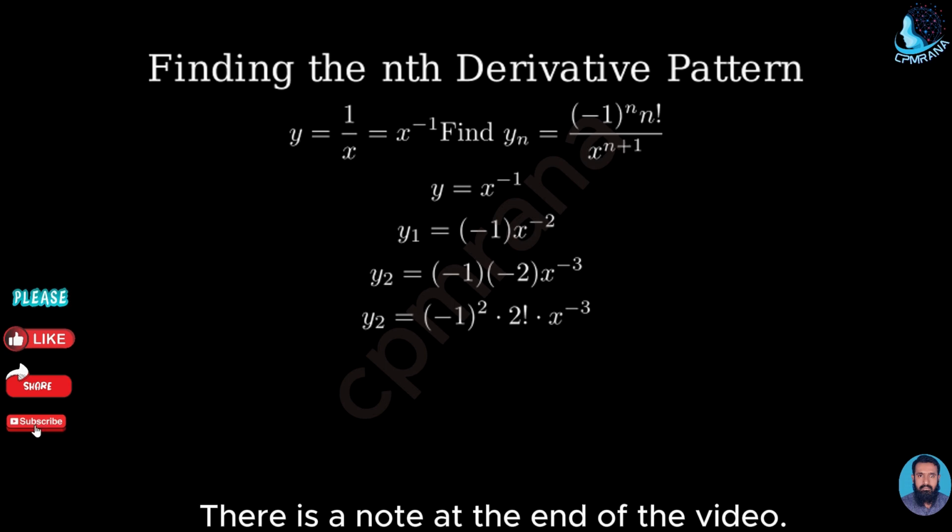Let's find the third derivative. Following the same pattern, we multiply by negative 3 and reduce the power again. This gives us negative 1 times negative 2 times negative 3 times x to the negative 4. We can write this as negative 1 cubed times 3 factorial times x to the negative 4.